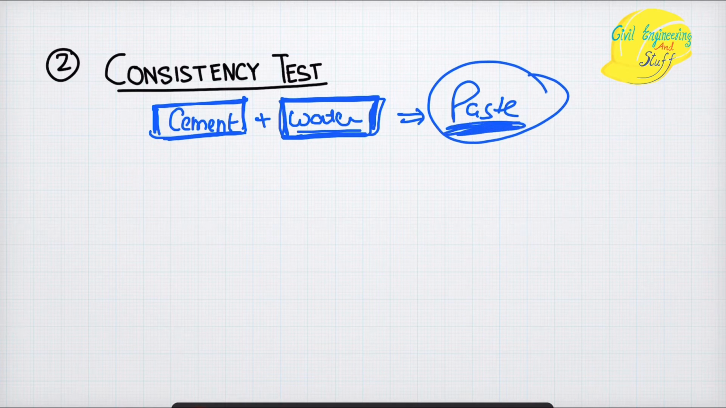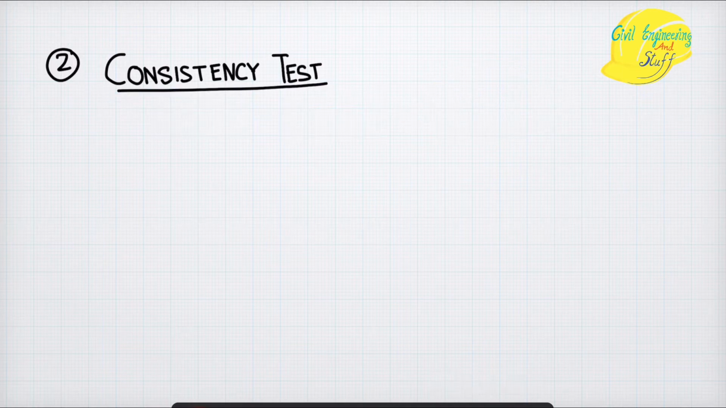This we find out using the consistency test, right? That is, the paste should be consistent or homogeneous. That is, an equal proportion of water should be available for the particles of cement that are present. So for this, we do the consistency test. Now, how do we define that the paste is consistent? For this, we have a definition.